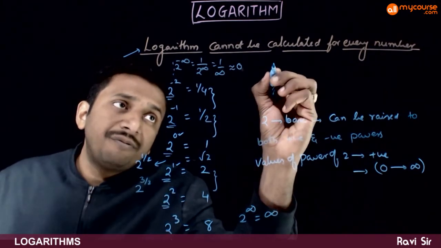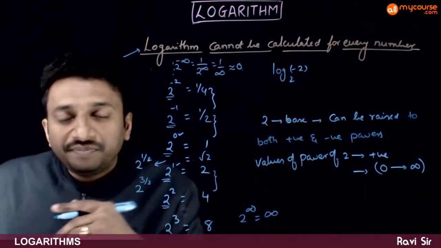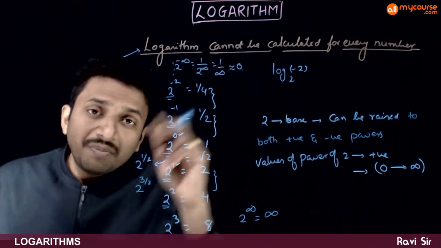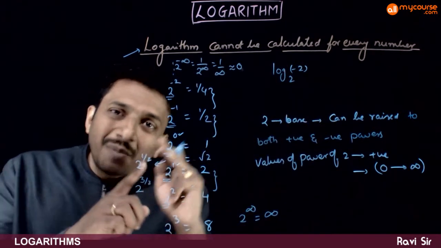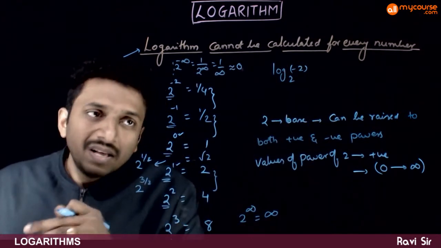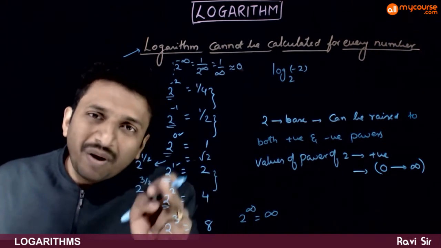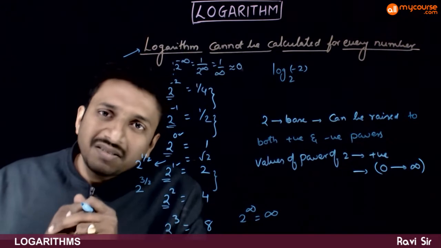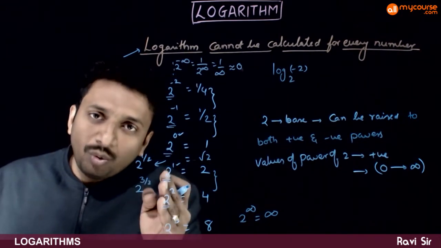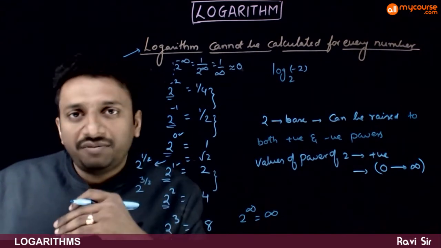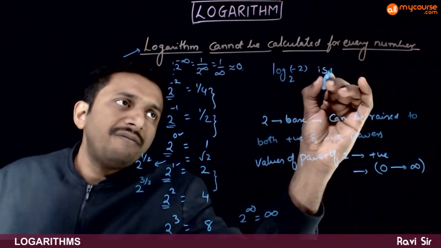Now if I ask you to find log of minus 2 to the base 2, what is the meaning of this? To which power 2 has to be raised to get minus 2 as the answer? So as you can see from this table, can 2 be raised to any power such that you get minus 2 as the answer? No, because whatever power you raise 2 with, the answer is always positive. So log of minus 2 to the base 2 is not defined.